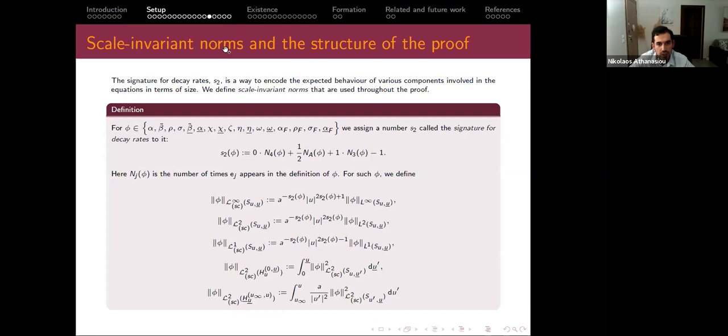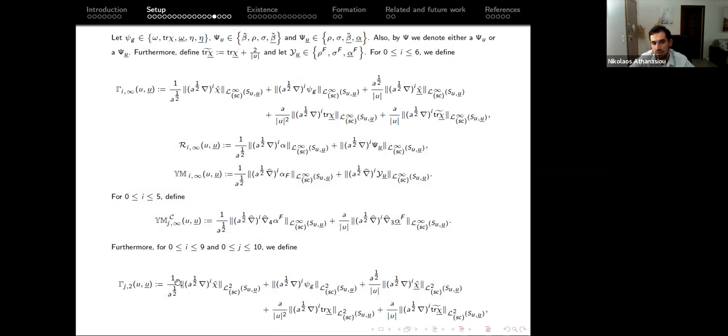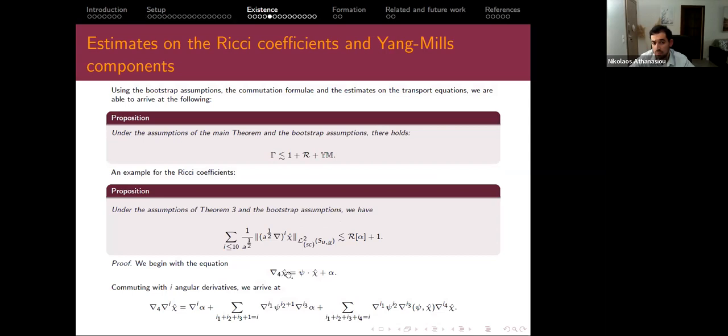So we would see the term here, okay, up to J between 0 and 10, and proceed as follows. So to bound this, we begin with a structure equation. We commute with I angular derivatives using the commutation formula just discussed and obtain the following equation, okay? Which you can control using the bootstrap assumptions.